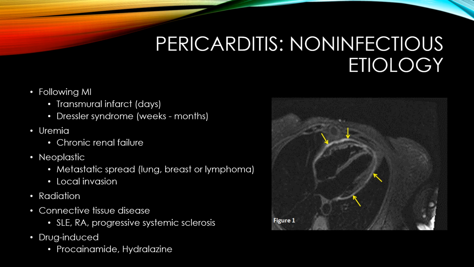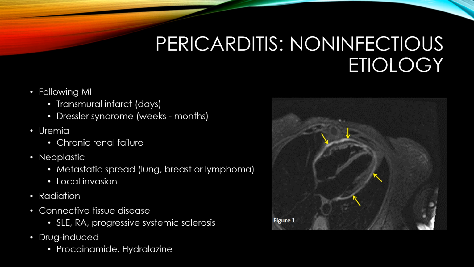Uremia is another very important cause. Again, this is going to be associated with the patients who have kidney failure, who are on dialysis, or some sort of chronic renal failure. And the urea itself, the high concentrations, can cause irritation and inflammation of the pericardium.